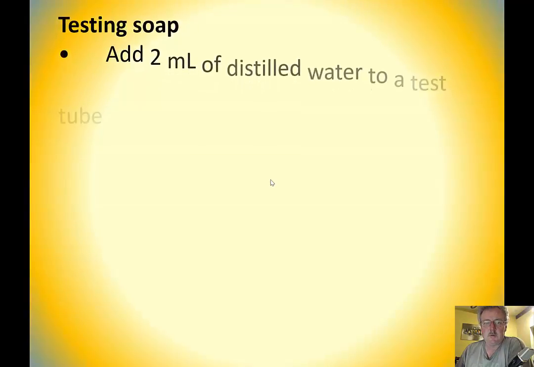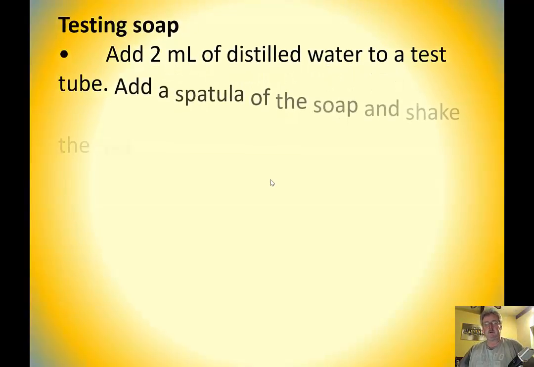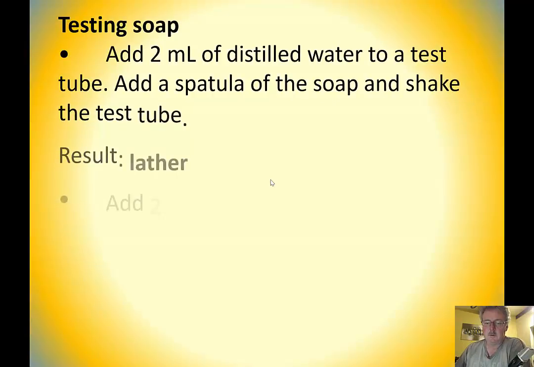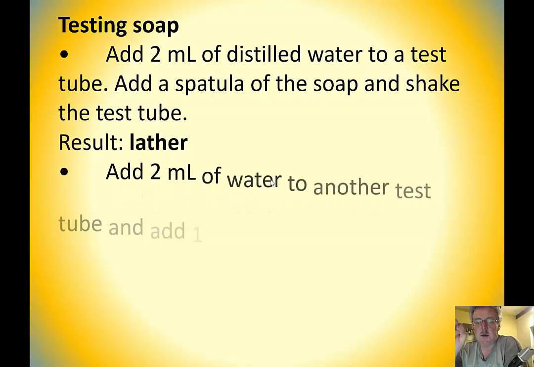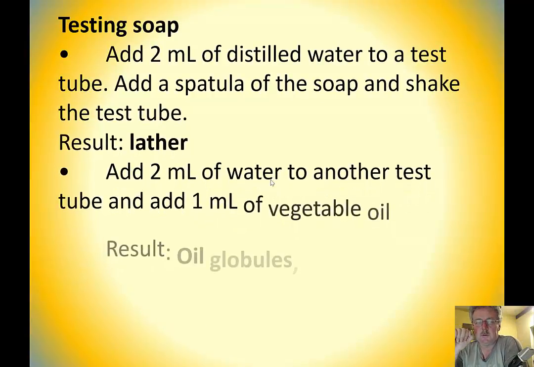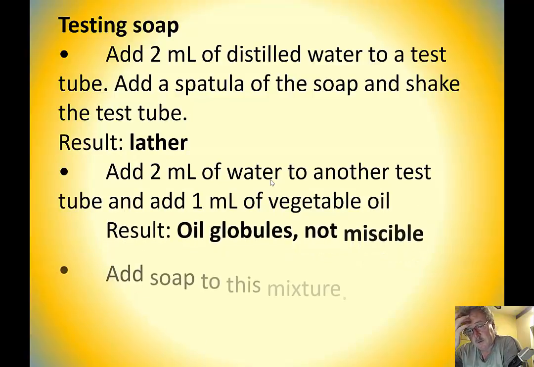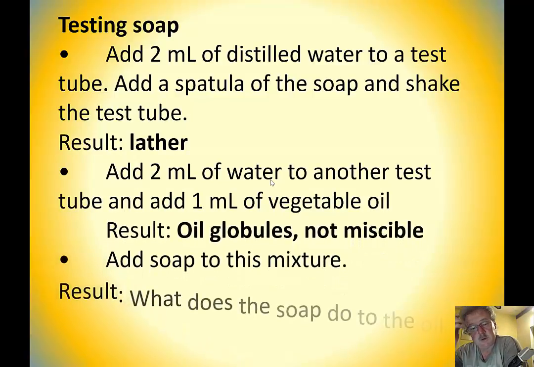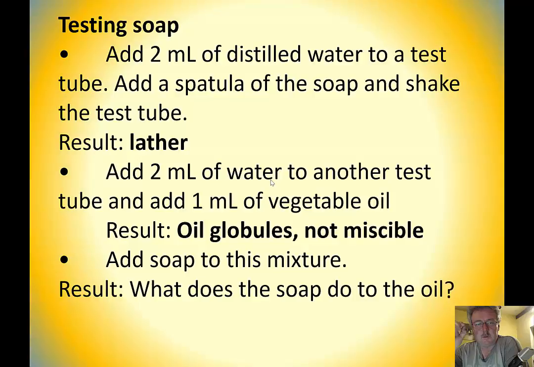We then test the soap. So we're going to test it, collect that soap layer, wash it, add 2 ml of distilled water to our test tube, add a spatula of the soap and shake. Now, assuming the water isn't hard, we're going to get our lather produced, which is our bubbly, frothy mixture. If the lather produced is quite good, then our soap is good quality.